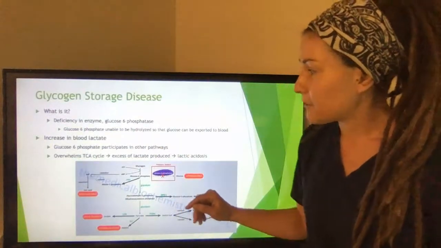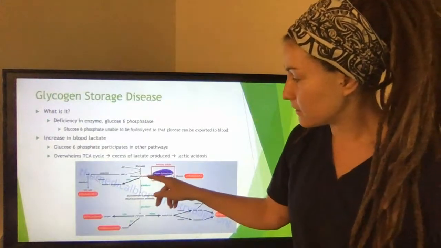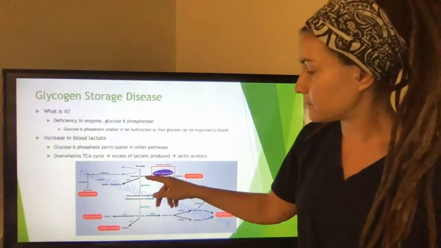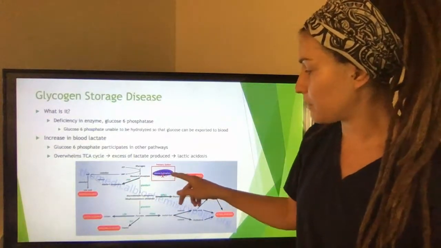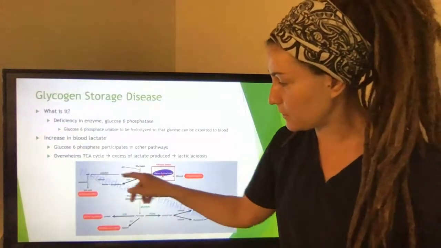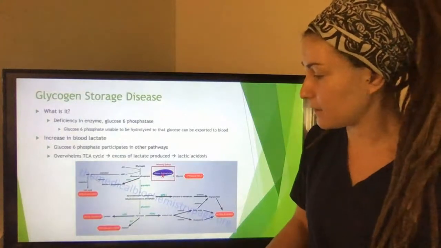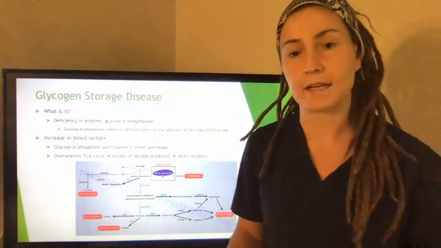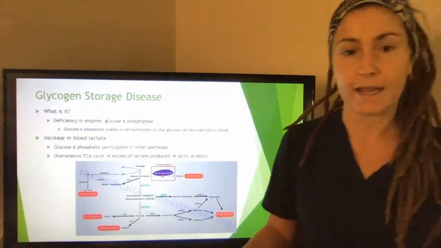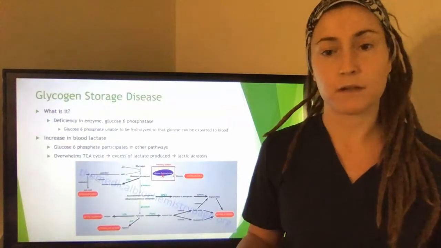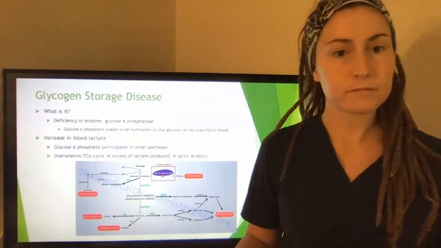We might see an increase in the blood lactate because the glucose-6-phosphate, since it's not going to be used in this pathway, it's going to be used in other pathways, and here it's going to overwhelm the Krebs cycle, and there will be an overproduction of lactic acid, which is where we're going to get our lactic acidosis, which is what our patient also has.